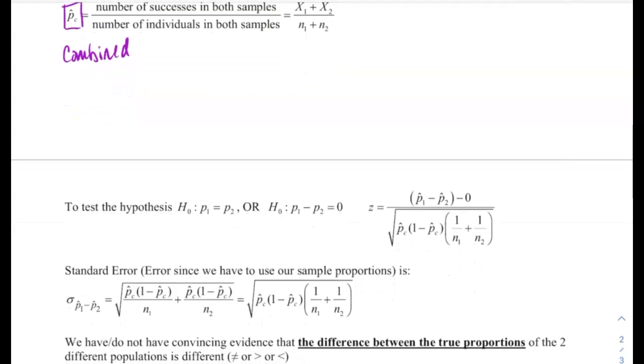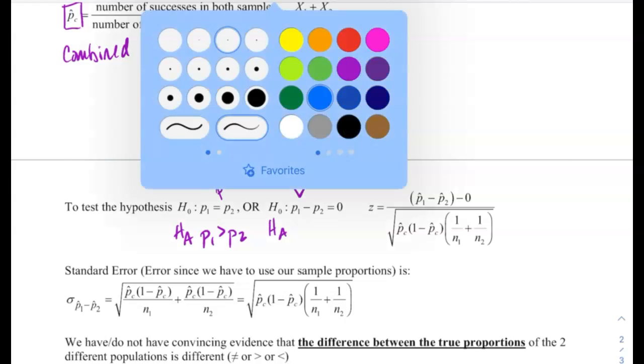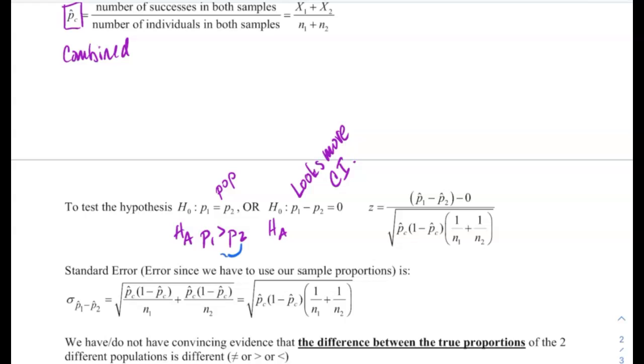Our hypothesis test is going to be p1 equals p2. Remember, these are population things. So p1 equals p2, or you could also call it p1 minus p2 so that it looks more like our confidence interval stuff, if that makes you feel more comfortable. You could subtract them and say the null hypothesis is 0. The alternative could be anything. So the alternative could be p1 is greater than p2. If that's the case, imagine that you moved the second one on the right-hand side over to the left side.